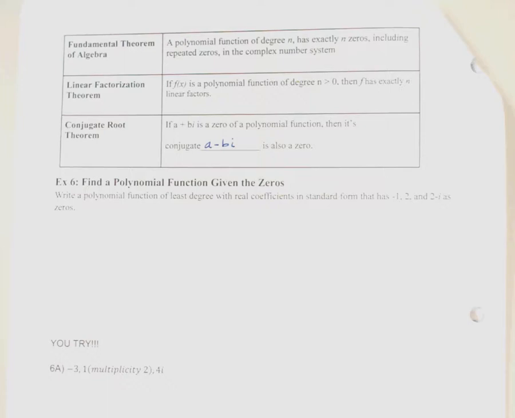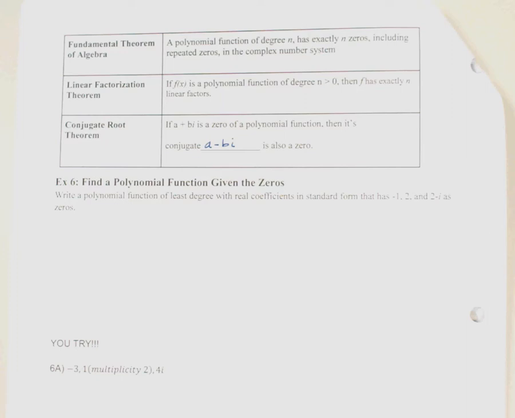Okay, continuing our discussion on Chapter 2, Lesson 4, I want you to turn in your 2.4 notes and go to Example 6. Okay. Example 6 focuses on the fundamental theorem of algebra. It says a polynomial function of degree n has exactly n zeros, including repeated zeros in the complex number system. Okay, this is followed up by the linear factorization theorem that says if f of x is a polynomial function of degree n bigger than 0, then f has exactly n linear factors.